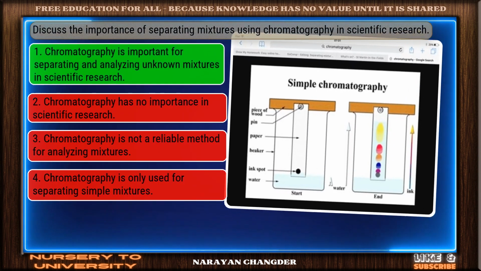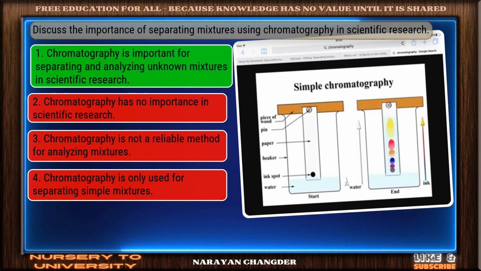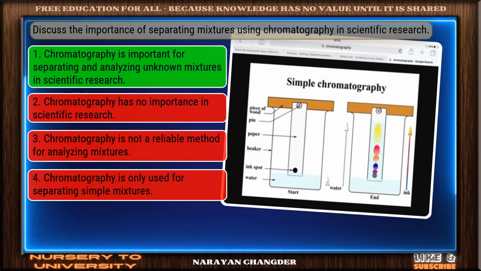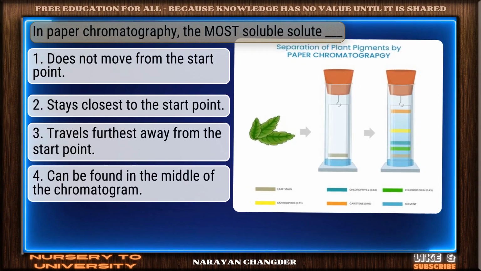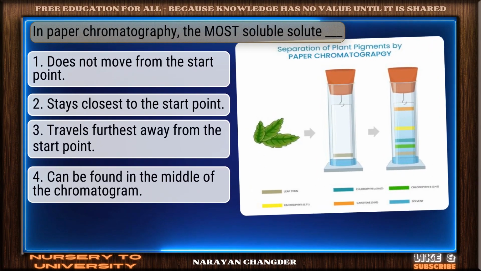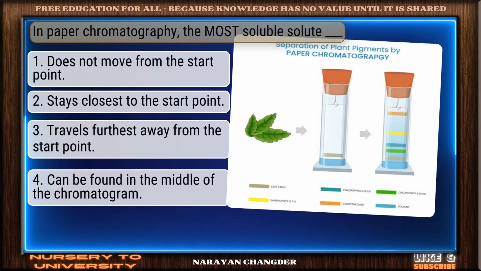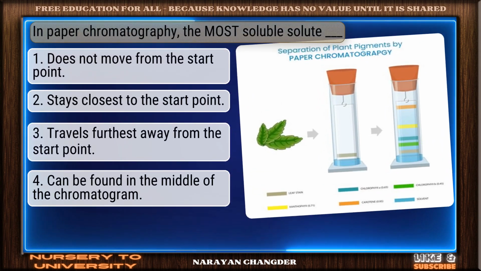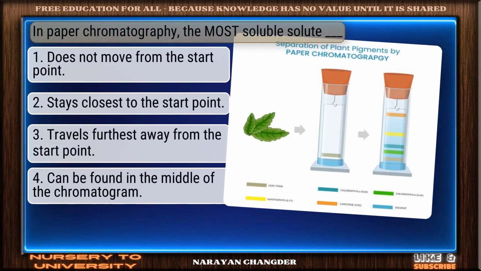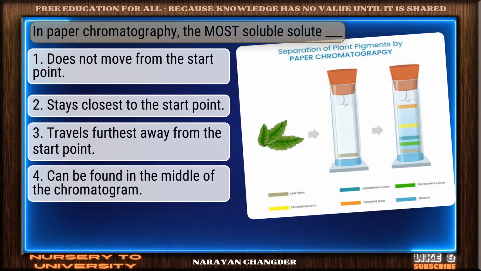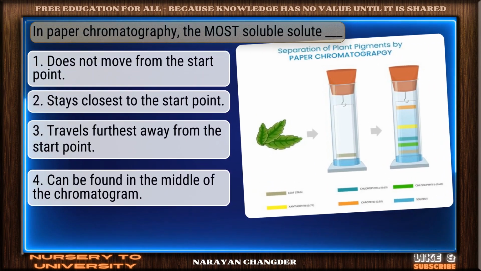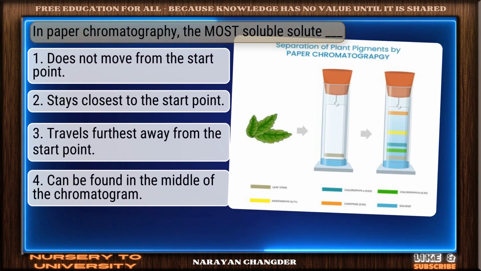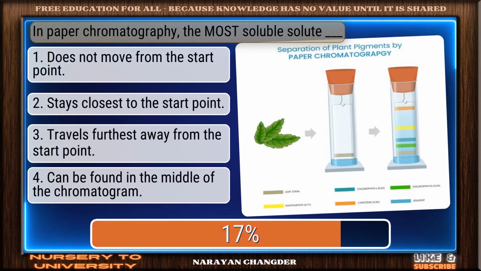Chromatography is important for separating and analyzing unknown mixtures in scientific research. Well done. In paper chromatography, the most soluble solute dash. Option 1, does not move from the start point. Option 2, stays closest to the start point. Option 3, travels furthest away from the start point. Option 4, can be found in the middle of the chromatogram.